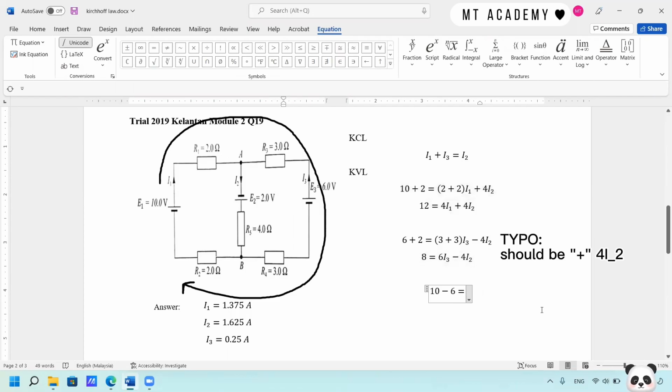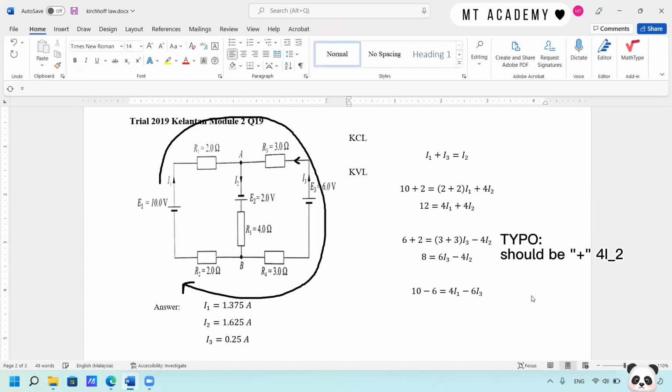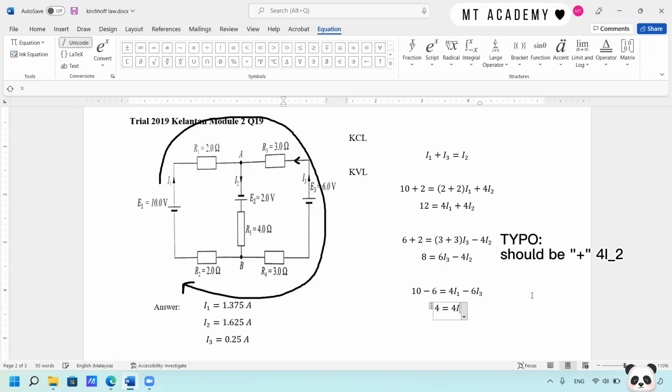So we have 2 I1. Okay, plus, okay, this should be minus because I3 is not following the direction. So minus 3 I3. And then we also have minus 3 I3 from the other resistor, which would make it 6 I3. And then here we have plus 2 I1, which is also 4 I1. Then we can simplify it. We have 4 equal to 4 I1 minus 6 I3.